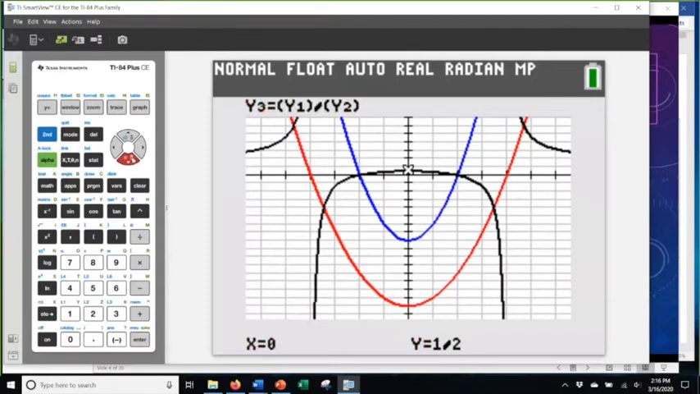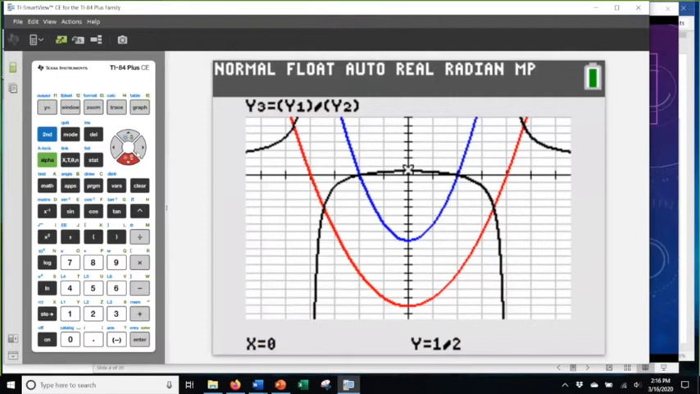It's 1/2. This kind of a graphical view really helped my students get a deeper understanding of rational functions beyond just algebraic manipulations. Can you factor the numerator? Can you factor the denominator? Can you find their zeros?